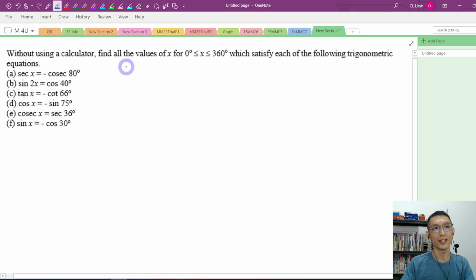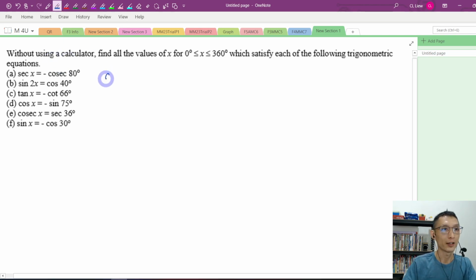Without using a calculator, find all the values of x for x greater than or equal to 0 degrees and less than or equal to 360 degrees, which satisfy each of the following trigonometric equations. First I'm going to show you how to use a calculator to help solve this question, and then the second method, how to solve it without using a calculator, as requested by the question.